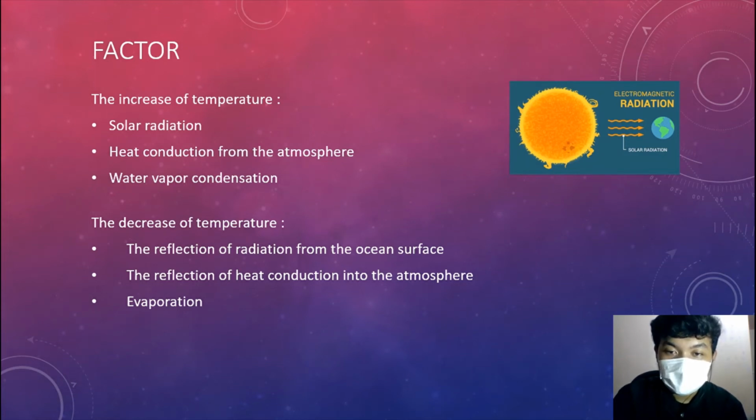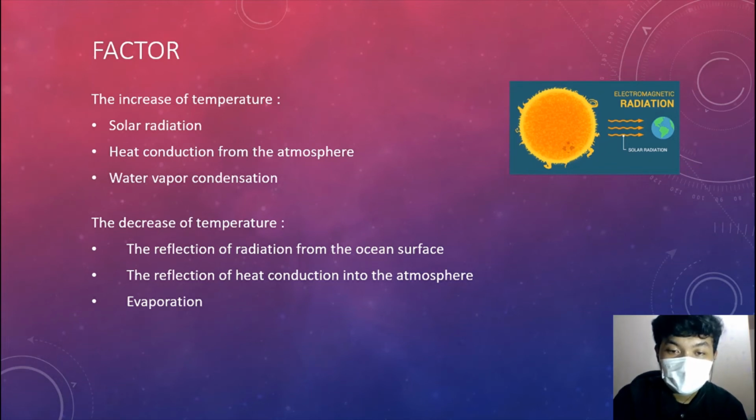The third, water vapor condensation. Condensation is the process by which water vapor in the air is changed into liquid water. Condensation is crucial to the water cycle because it is responsible for the formation of clouds. These clouds may produce precipitation, which is the primary route for water to return to the Earth's surface within the water cycle.